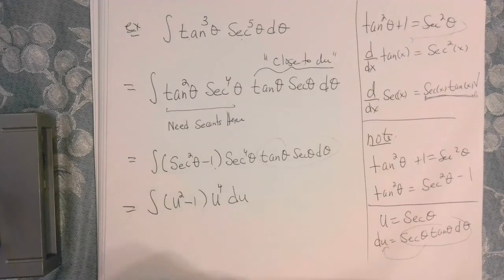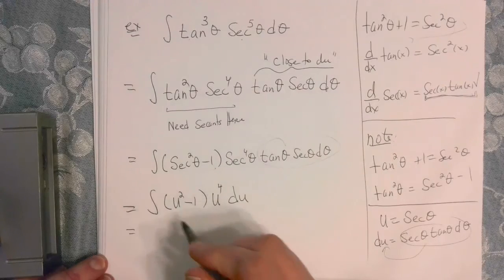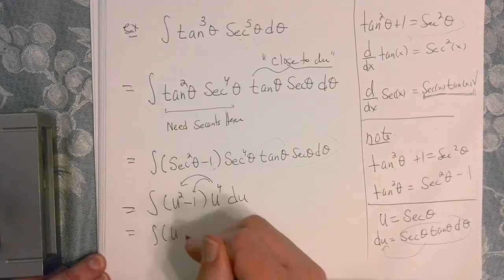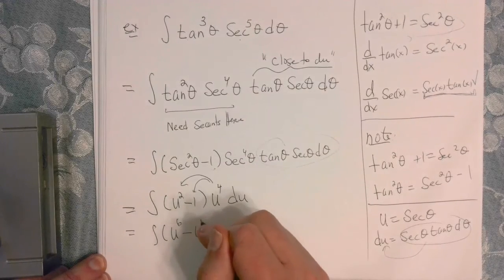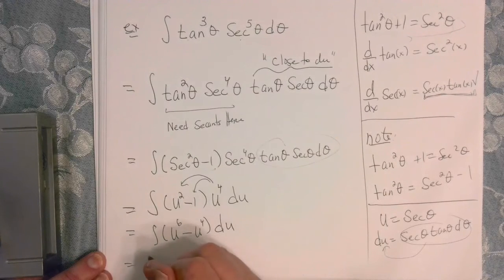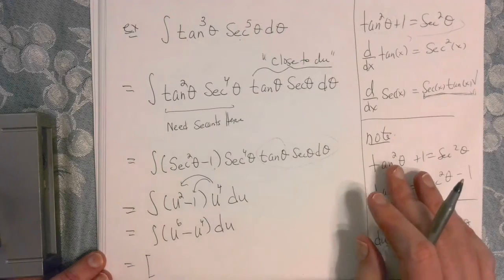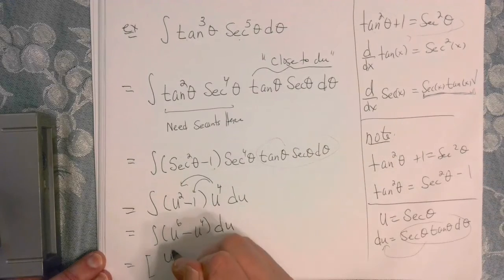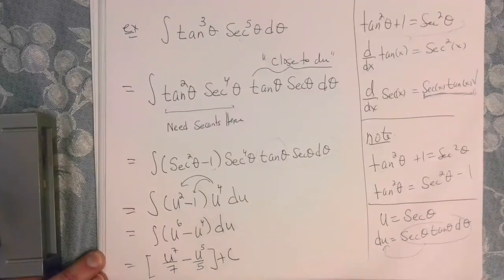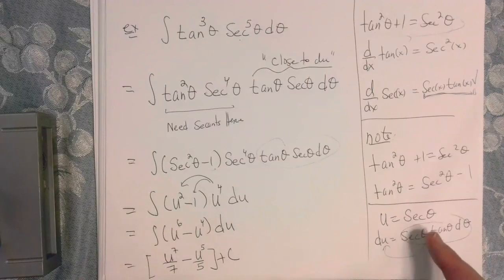So we've, in a sense, tamed this, right? By algebra, we can just distribute this, so let's go ahead and distribute. That's going to give us u to the 6th minus u to the fourth, du. So that's going to give us u to the 7th over 7 by the power rule, minus u to the 5th over 5 by the power rule, plus c. And then don't forget to back substitute, right? We're going to plug this in for both of our u's.